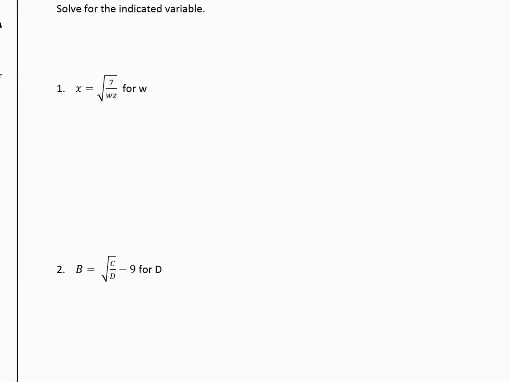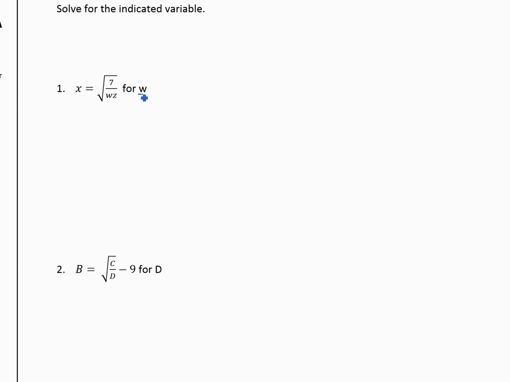Okay, the last thing we want to do in this section is use what we've learned about radical and rational equations to solve some formulas for a variable. So, for example, here we have x equals the square root of 7 over wz, and we want to solve for w. So we want to get w on a side by itself. So we kind of have to think, well, what's stopping w from being on a side by itself? And here, the bigger thing we see is that, well, it's under a square root.